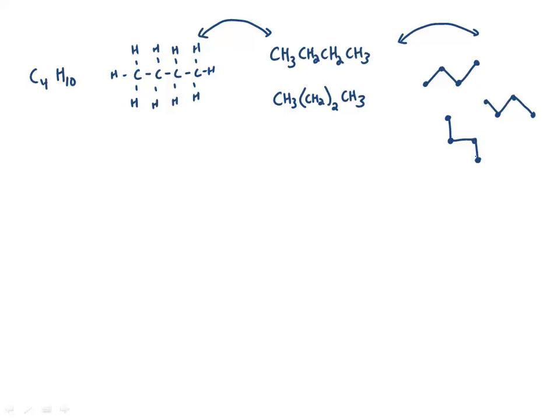Okay, so if I do C5H12, I'm going to skip the Lewis structure because I'm a lazy bum. Here, the part that would change is instead of a 2, I have 3 CH2 groups in there, right? And then here I just have 5 lines stuck together.